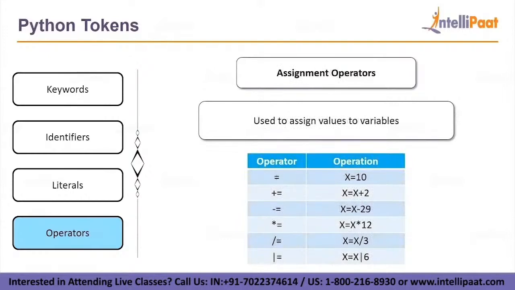Then comes assignment operators. So assignment operators, as the name suggests, assign a value to a variable. So let's say I have a variable x and I want to assign the value 10 to it. I want it to hold the value 10. So I could just type x equals 10, which is what is shown here. Now there are some extensions to the simple assignment operator, which is the equals operator.